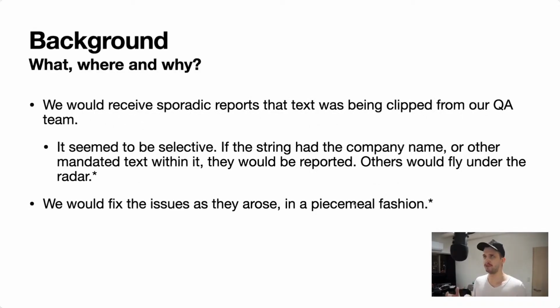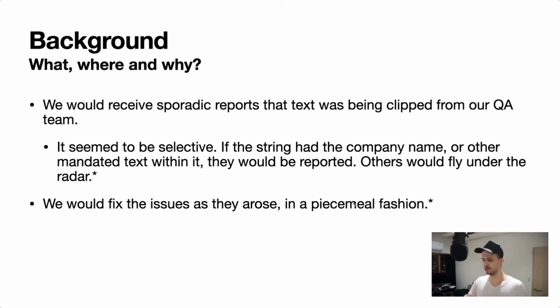So a little bit of background first on the issue. So what, where, and why. We would receive sporadic reports that text was being clipped from our QA team, and it was selective reporting. Like if the string had the company name or other mandated text within it, they would be reported to the engineering team. Others would fly under the radar.